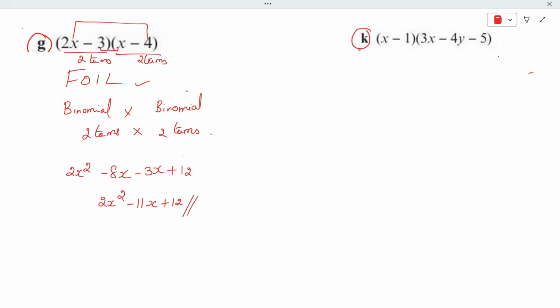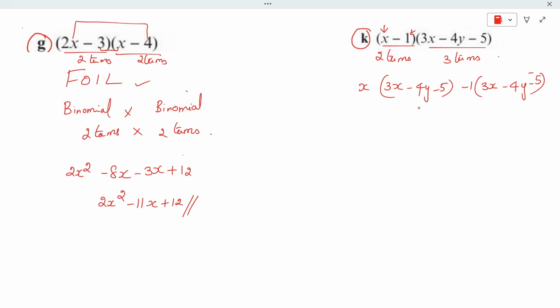So come to question number k. Here, the first expression has two terms and the second expression has three terms. So I have to use method 1 instead of the FOIL method. What is method 1? Split the terms of the first expression and multiply each term with the second expression. So what is the first term? x. So x times the second expression, 3x minus 4y minus 5. Then what is the second term? It is minus 1. So I'm going to multiply minus 1 times the second expression.